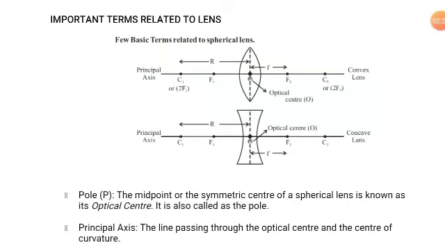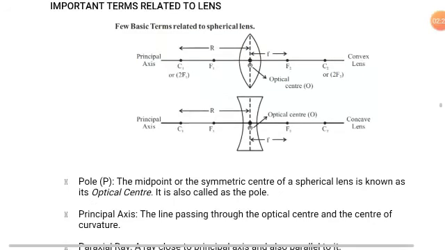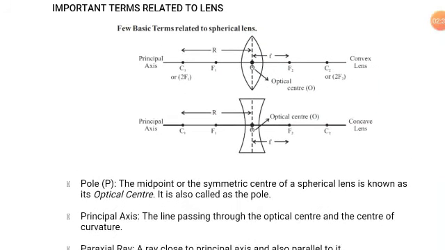Principal axis is an imaginary line passing through the center. Center of curvature: there will be two centers of curvature on both sides, C1 and C2. There will be two principal focus on both sides of the lens, F1 and F2. I hope now you know what the center of curvature, radius of curvature, focus and focal length are, as we have already studied in the previous parts.